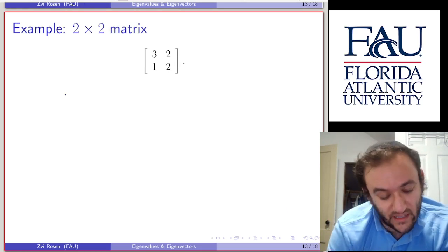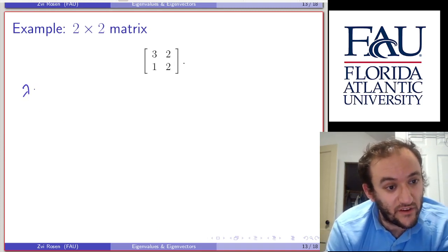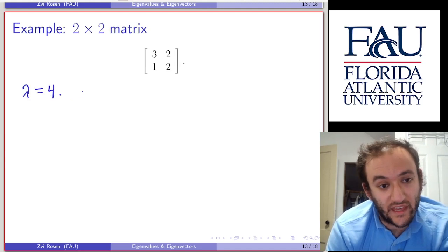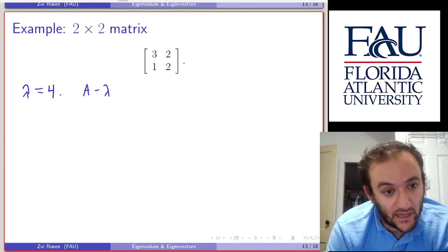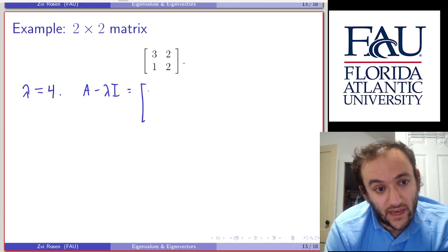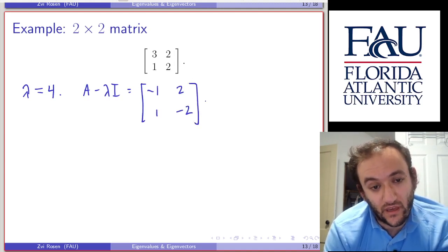Okay, let's find the vector corresponding to the other eigenvalue. So the other eigenvalue is lambda equals 4. And for this lambda, we have A minus lambda I equals 3 minus 4 is negative 1, 2, 1, 2 minus 4 is negative 2. Okay, so we want to find the null space of this.